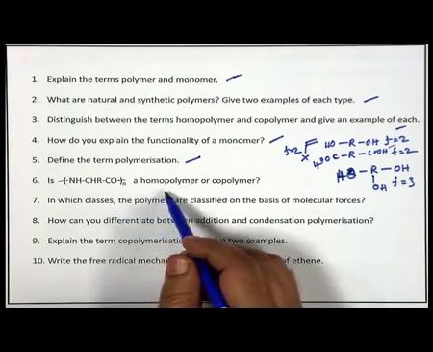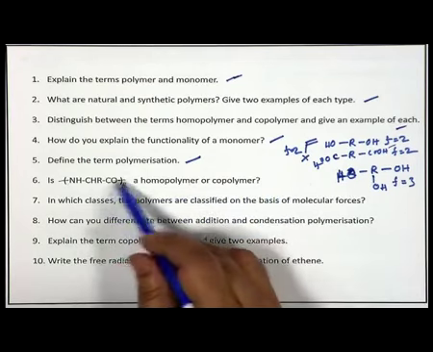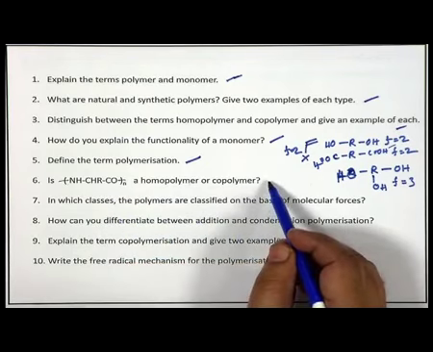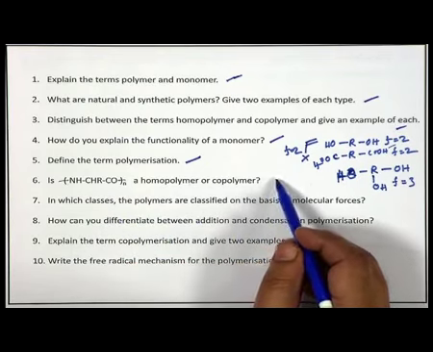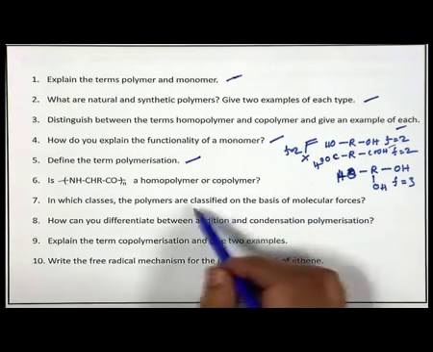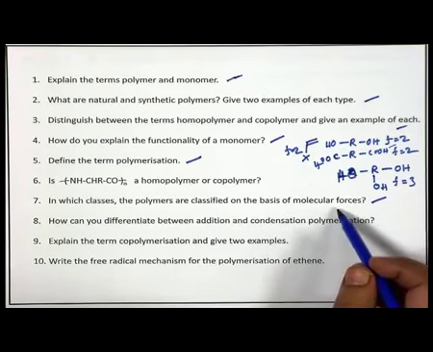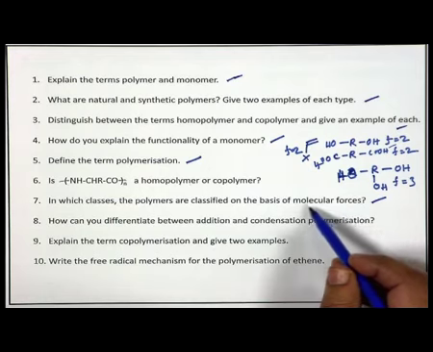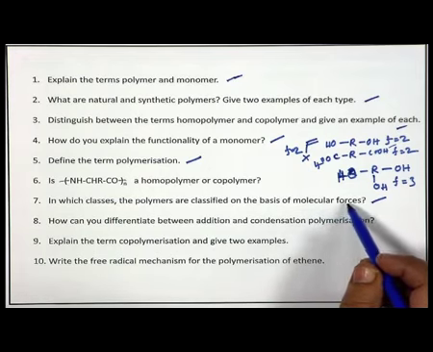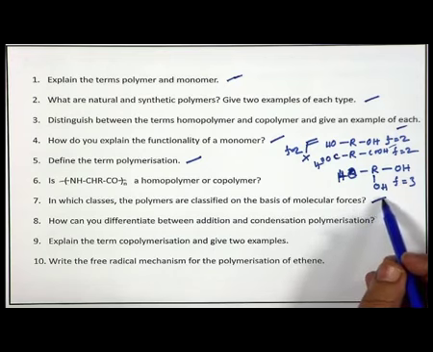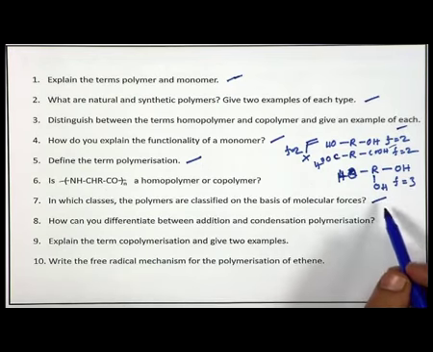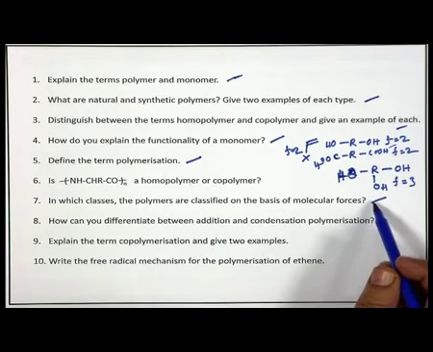The next question is: is this a homopolymer or a copolymer? Of course, this is a homopolymer. It has been synthesized from one type of monomer. In which classes are the polymers classified on the basis of molecular forces? Now, I classified them as fibers, elastomers and plastics, but in your book it is written elastomers, fibers, thermoplastics and thermosetting polymers. You can choose whichever way you want to classify, it does not matter as long as you know what those terms mean.